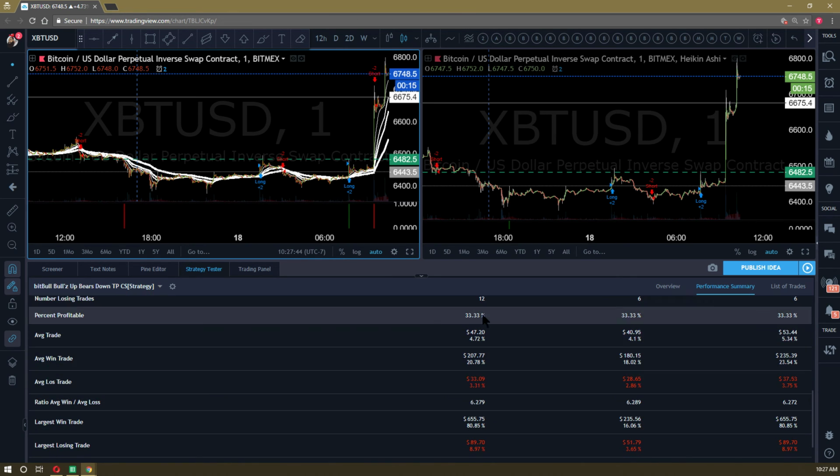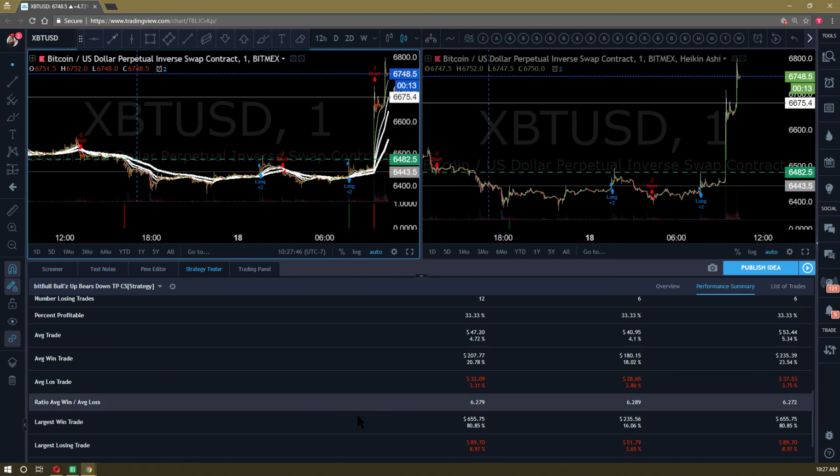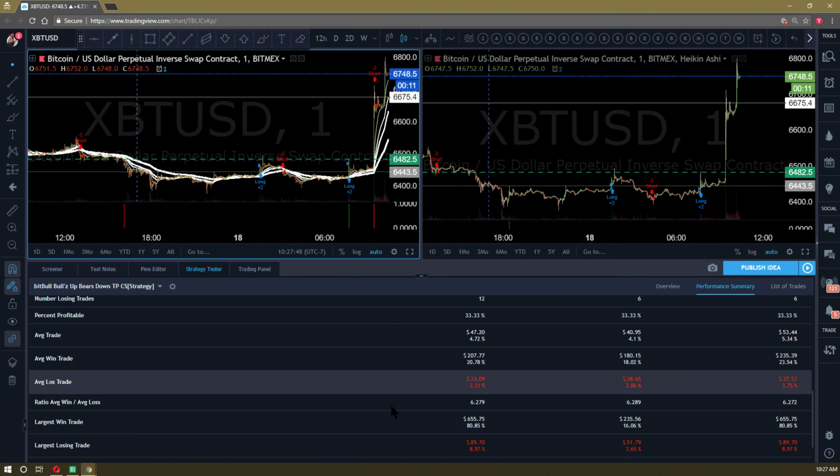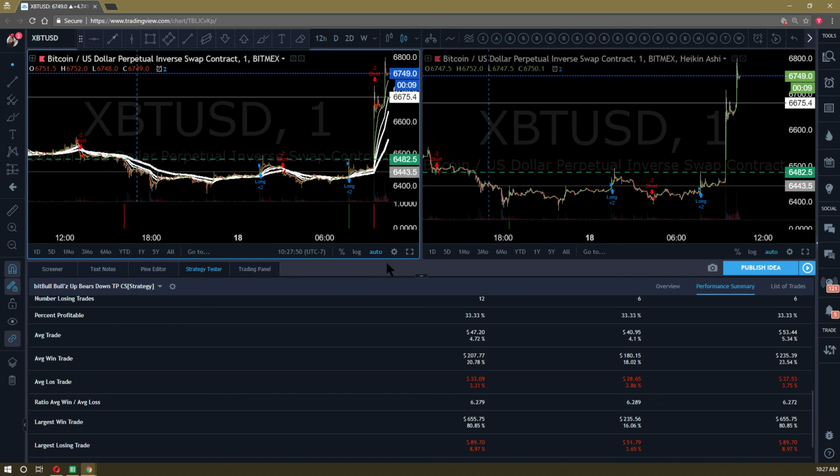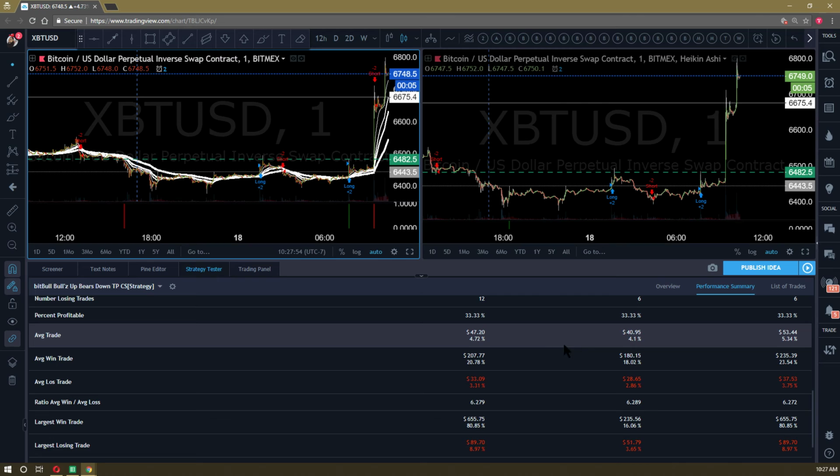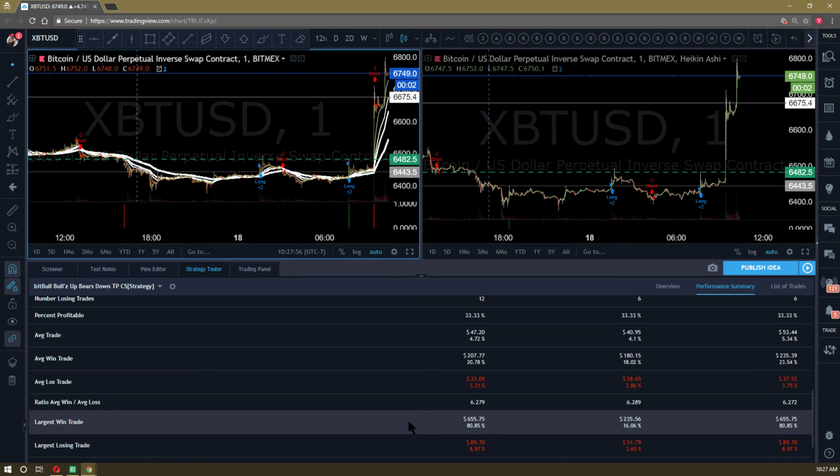Now, those are the actual largest, and those are the outskirts of the distribution curve. You've got a distribution curve where most things happen in the middle. Well, the largest winning trade was 600-plus, and that's way out on the distribution curve. I should draw it on the screen, but I can't right now.